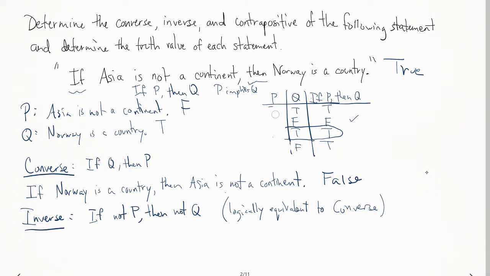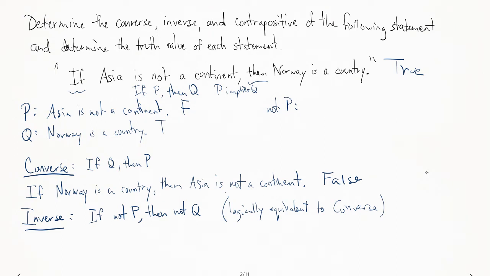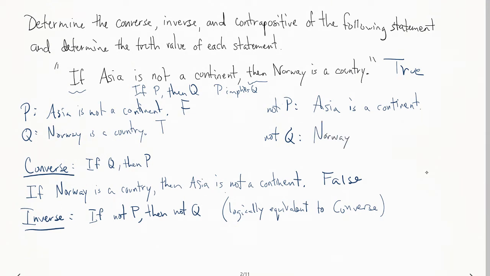So let me erase this real quick for us. And I'll make some room to make not P and not Q. Okay, so not P. So Asia is not a continent. Well, notice that's a double negative, so that turns basically to a positive. So not P would be Asia is a continent. But that means not Q. We need to negate that Norway is a country, so Norway is not a country would be our statement here.